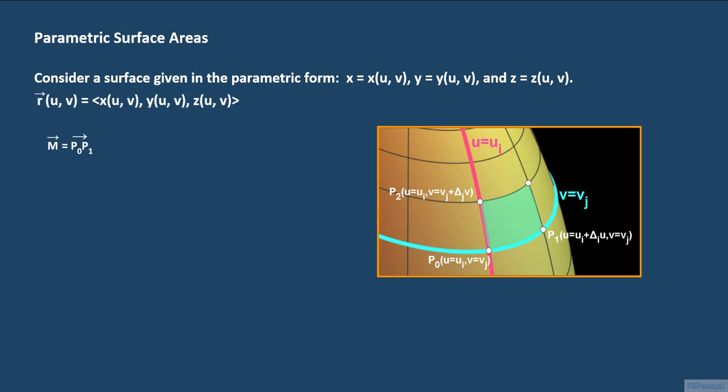Let the vector m be the vector from the point p sub 0 to p sub 1. We find the components of the vector m by subtracting from the coordinates of the point p sub 1 the corresponding coordinates of p sub 0. And so the first component of the vector m is x evaluated at u sub i plus delta sub i u and v sub j, minus x at u sub i, v sub j. We have similar expressions for the second and third components of the vector m.